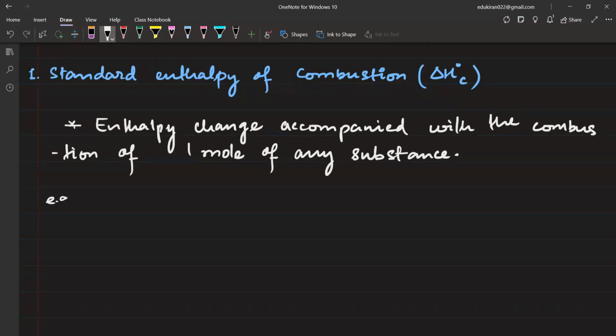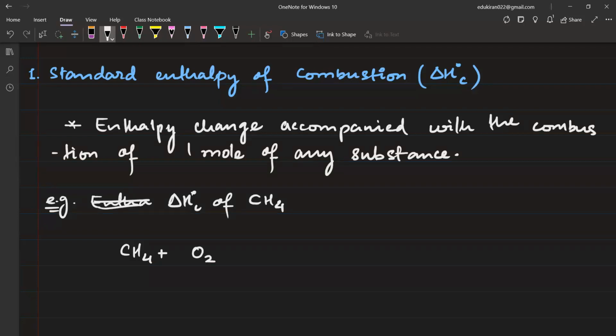For example, if I'm talking about enthalpy of combustion, I should write the sign delta H naught C of CH4. So I have to write the combustion reaction of 1 mole of CH4. I will write CH4 plus O2, right? Combustion is a reaction with O2. Carbon will form carbon dioxide. Hydrogen will form water, H2O. Now please balance this reaction.